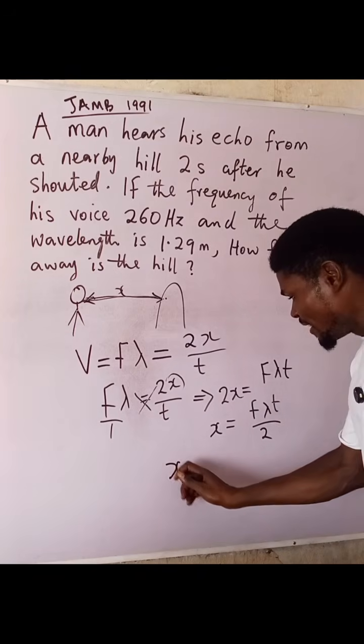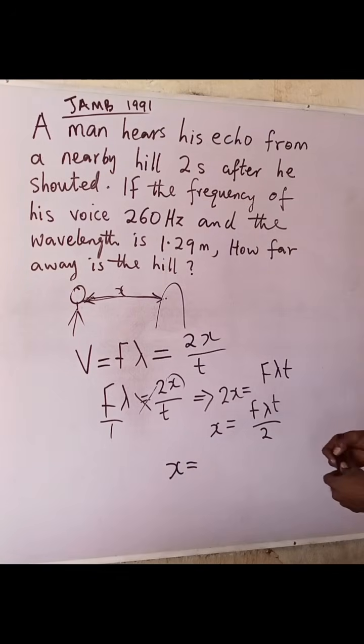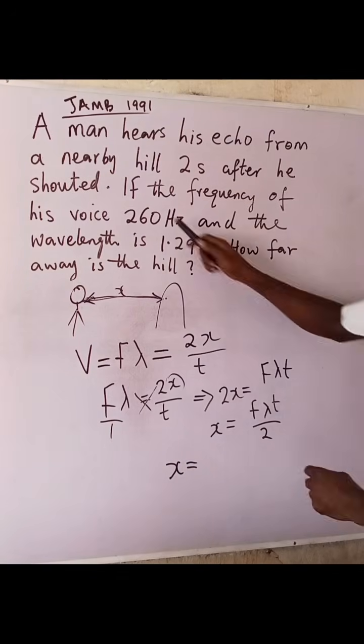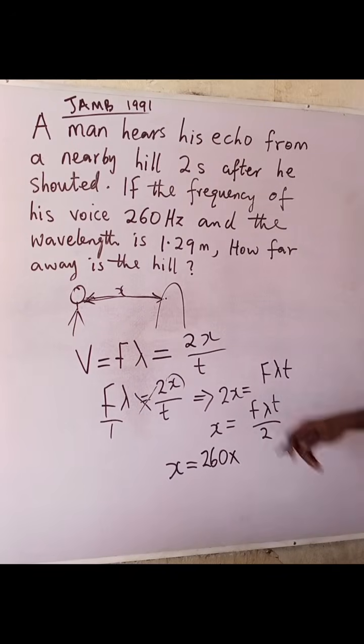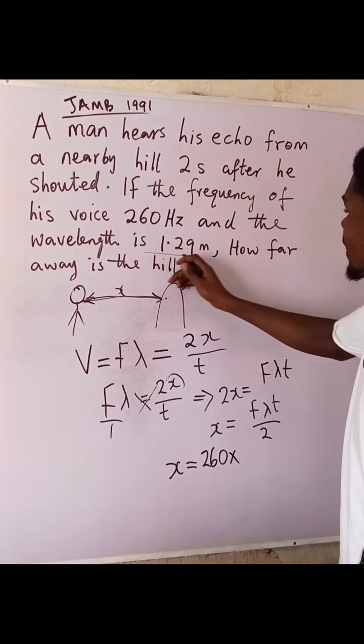Therefore, our x, which is the distance separating them, what is our frequency in this case? 260, then multiplied by the wavelength here. What is the wavelength? Look at the wavelength here. That is 1.29.